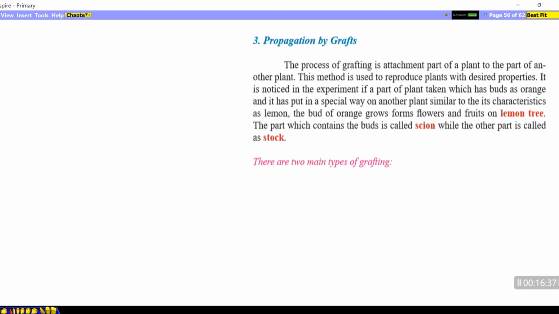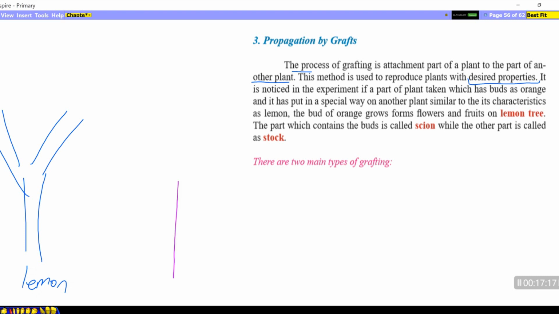Propagation by grafts, or grafting. The process of grafting is the attachment of part of a plant to part of another plant. This method is used to reproduce plants with desired properties. A part of a plant which has buds, such as an orange, is taken and placed in a special way on another plant with similar characteristics. For example, there are two plants, the lemon tree and the orange tree.